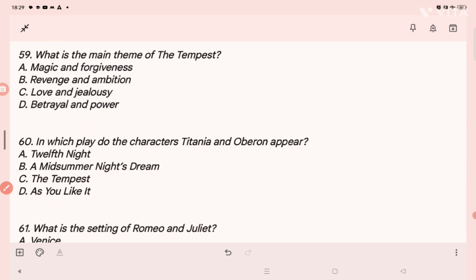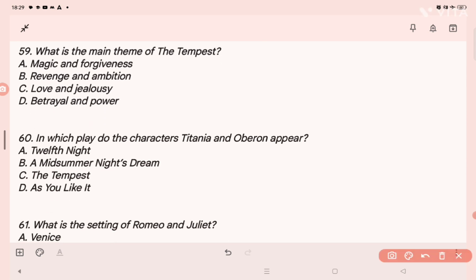What is the main theme of The Tempest? Magic and forgiveness. Option A. The Tempest explores themes of magic, power, and ultimately forgiveness, as seen in the character of Prospero.